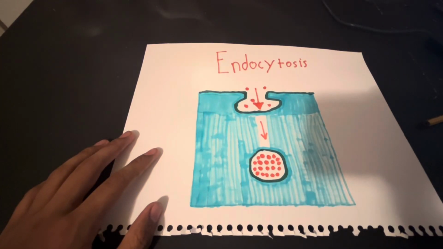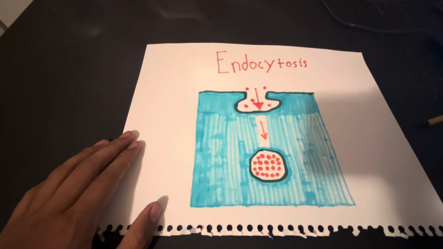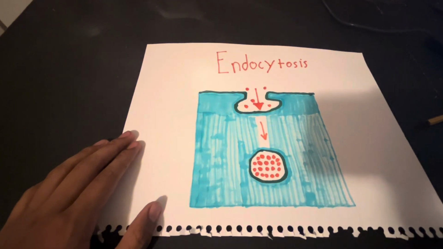Endocytosis happens when the cell takes in large materials by wrapping its membrane around them. The cell basically forms a bubble called a vesicle to pull the material inside. It's kind of like the cell eating something. White blood cells do this when they take in bacteria, and some cells use it to absorb nutrients.